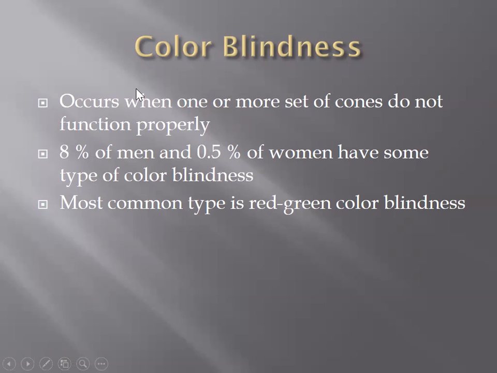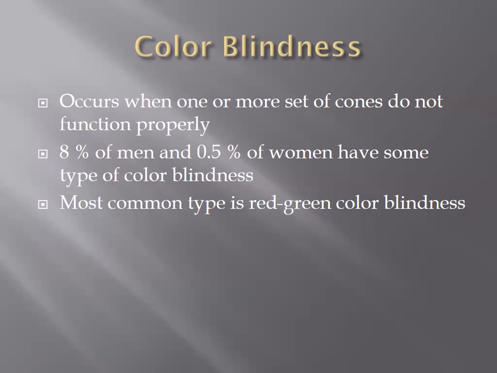Color blindness occurs when one or more sets of cones do not function properly or not function at all. 8% of males and 0.5% of females have some sort of color blindness. This is because of genetics. The genes for seeing color would be on your X chromosome, and it's a recessive trait. We'll talk about that next year in biology. Recessive means it doesn't show up unless it's the only thing there. It is on your X chromosome.